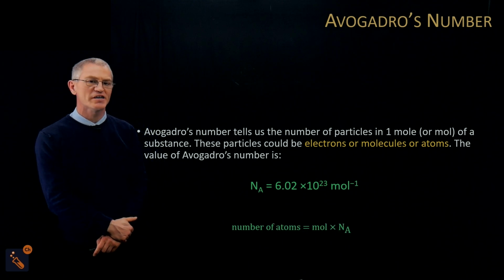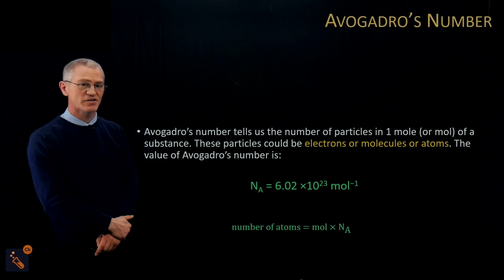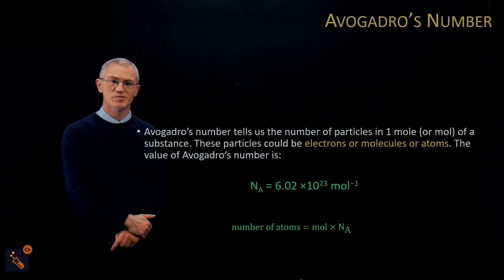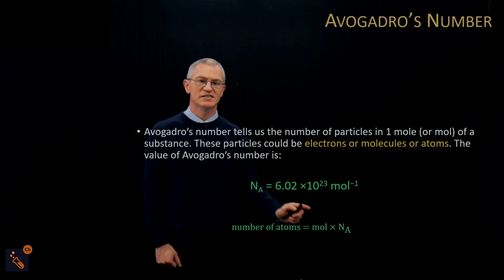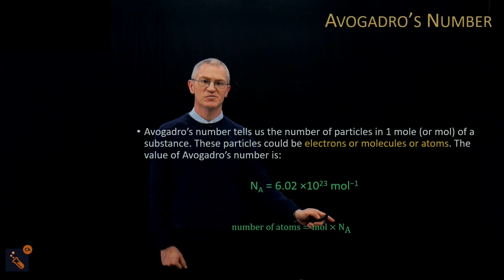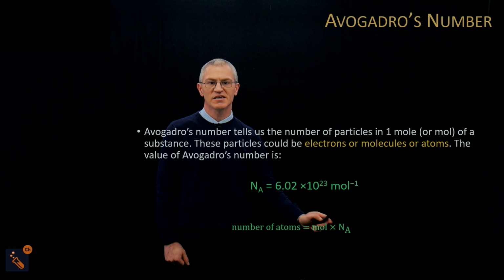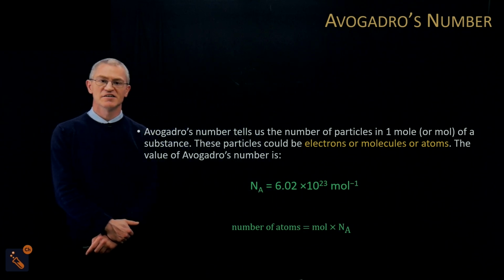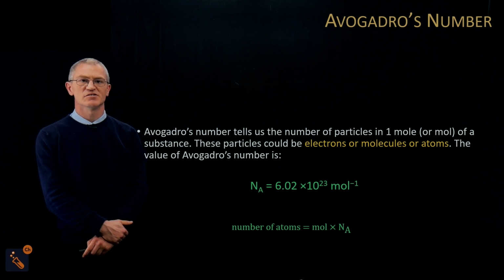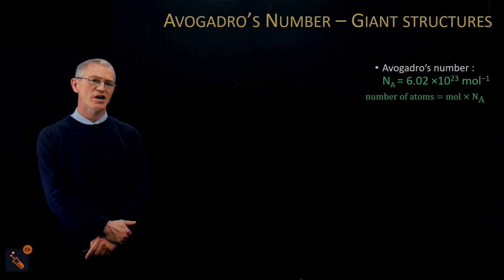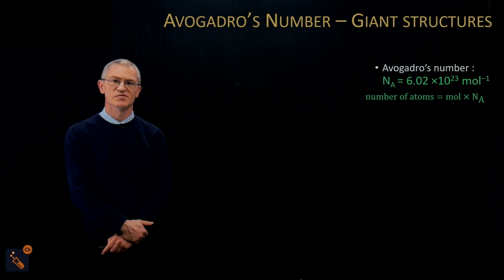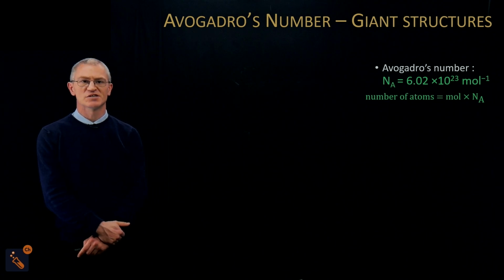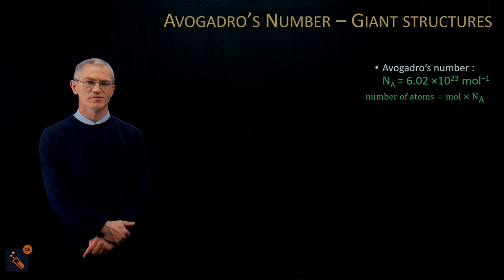Now if you want to work out the number of atoms for a specific number of moles, all you have to do is take the number of moles that you're given and times it by Avogadro's number. Avogadro's number is shortened to Na, and we're going to go through a few examples of how you can do that. So we put Avogadro's number in the top right corner so you can refer to it, and we've got our number of atoms equals moles times Avogadro's number as well.